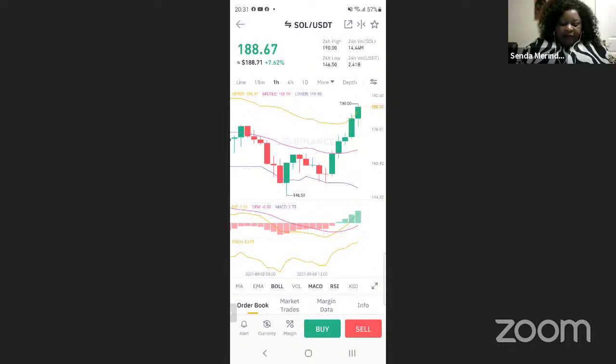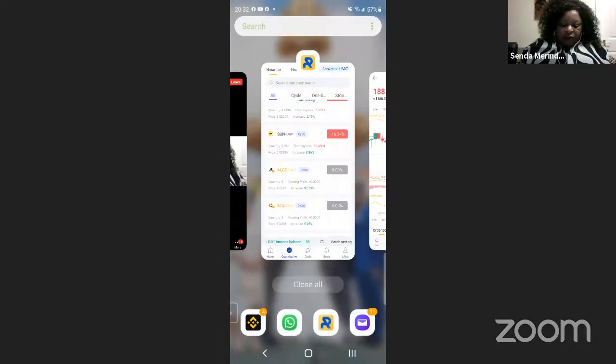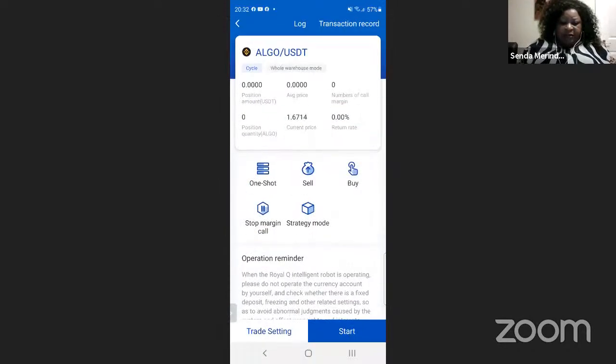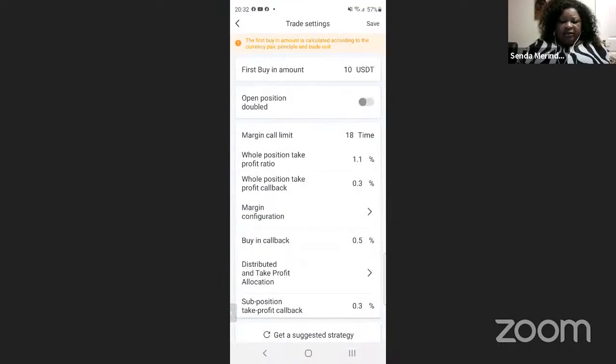So once you are happy, for example, if you came into this one and you've looked at the candles and it's crossed the line and you're saying, okay, I want to take this, you come back to your Royal Q. So say, for example, it was Algorand that you wanted, you click on it. Here, it's going to show you what you want to do. The first thing you want to do is go to trade setting at the bottom left. So you click on trade setting.